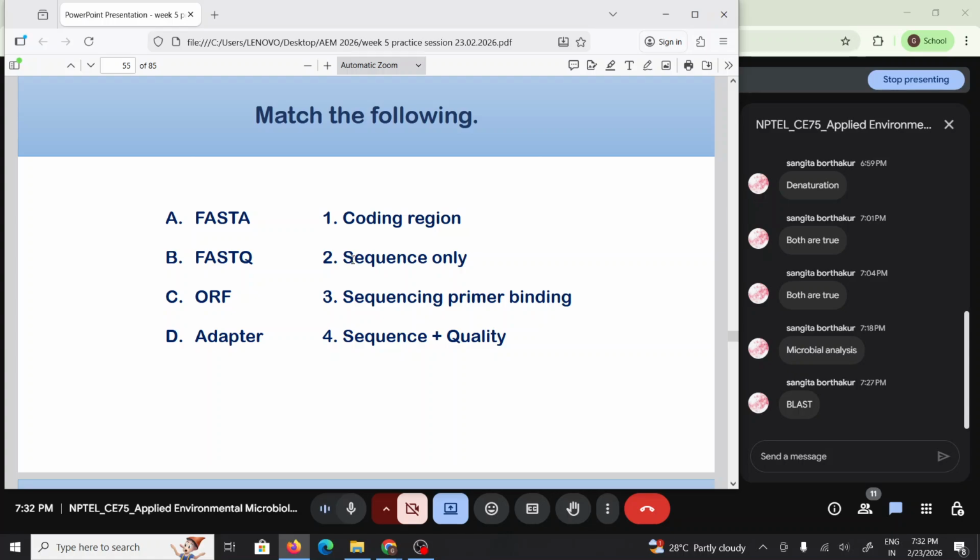Okay, based on that, we again have a match the following question. You can just try this question.